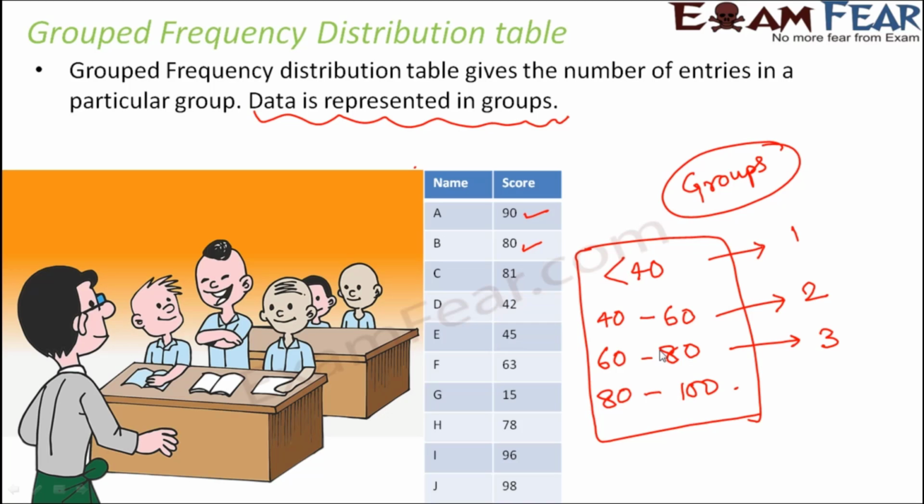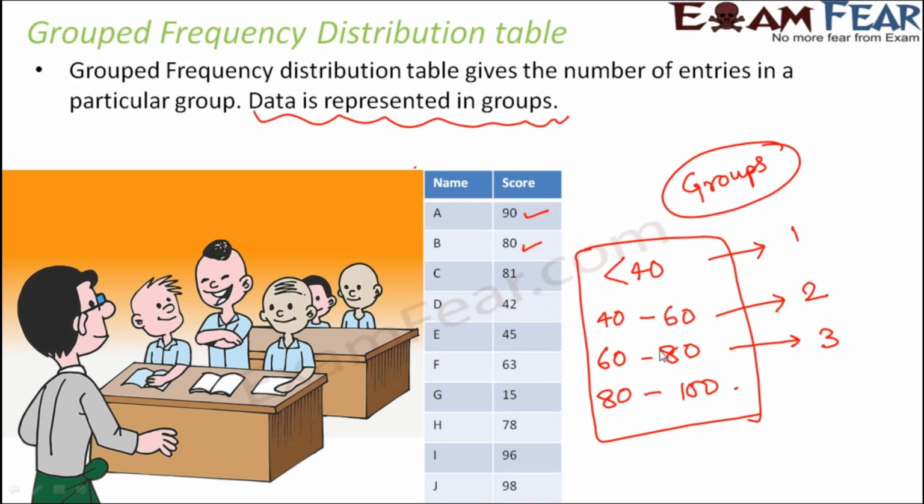But when I say how many students scored between 40 and 60, then those who scored 42, those who scored 45, they came together. So we got that there are 2 students who scored between 40 and 60. So in such scenarios, we introduce this concept of group. And this is called a grouped frequency distribution table.